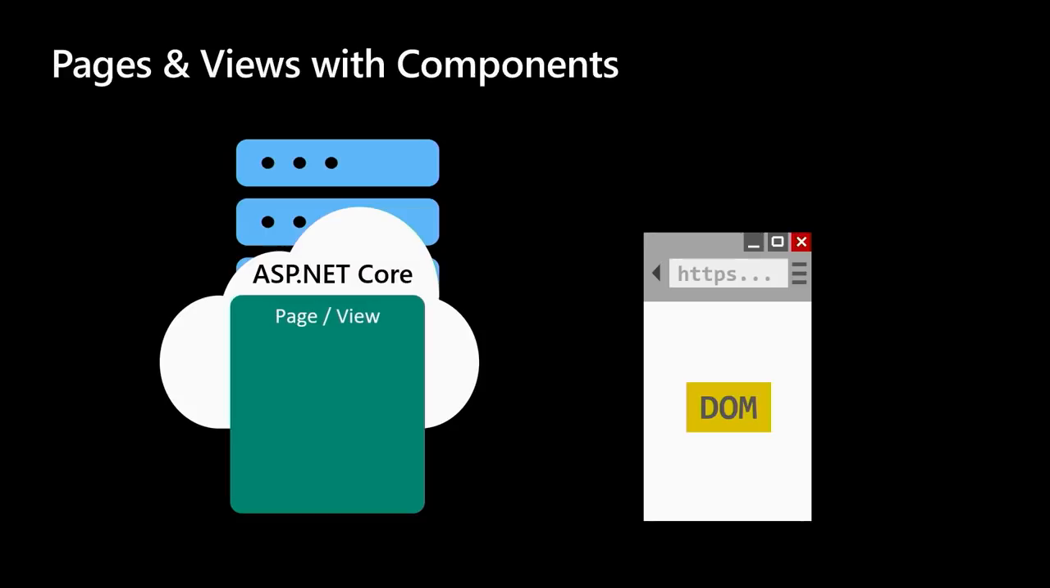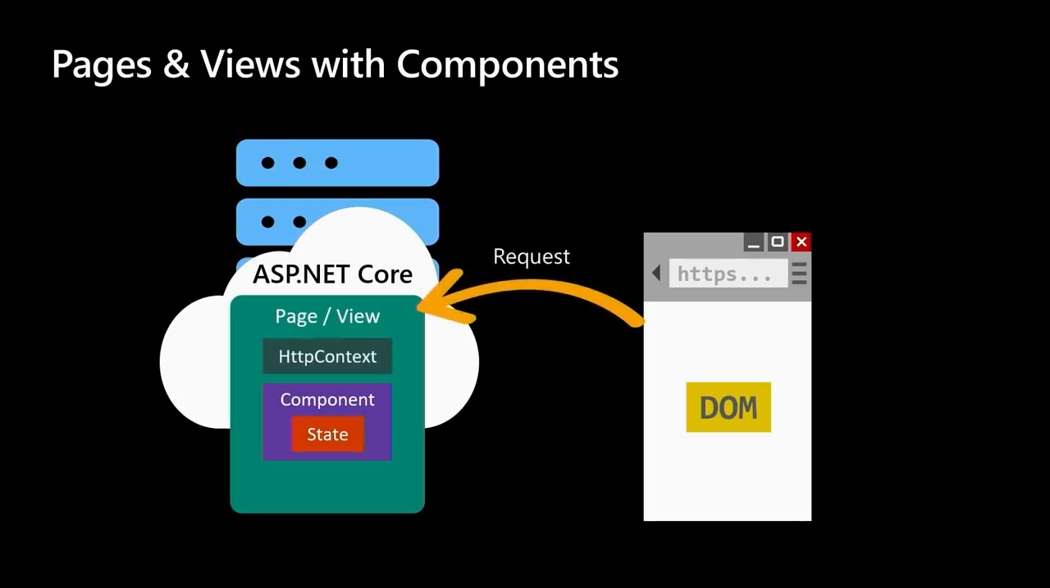So MVC and Razor Pages, those are a request-reply rendering model. You send a request to the server, it renders some HTML, and that gets sent back on the response. MVC and Razor Pages have the full context of the request. But you can add a component to your page or view. That component can have state. It's client-side stateful UI. When a request comes in, the HTTP context gets established.